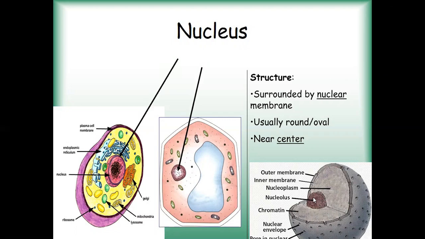So what have we learned? The nucleus is round or oval in shape. It is always situated in the center of the cell and is surrounded by a nuclear membrane. Like how the cell is surrounded by a cell membrane, likewise the nucleus is surrounded by a nuclear membrane. Inside the nucleus, we have nucleoplasm, which is again like cytoplasm, a fluid-like structure.